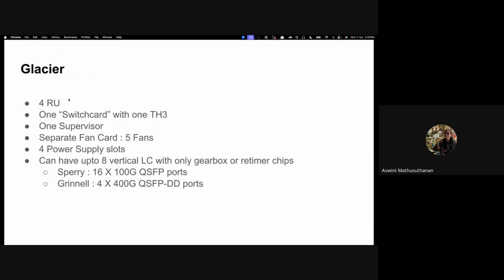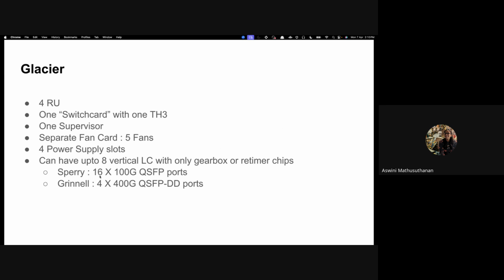Okay, so as we saw this chassis already, it's 4 rack units. There's one switch card with the TH3 chip, the ASIC, one supervisor, 5 fan cards, and 4 power supply slots. As I said, Glacier has 2 different line cards. They are vertically aligned, and they have a gearbox. We'll see why the gearbox is there in the later slides.